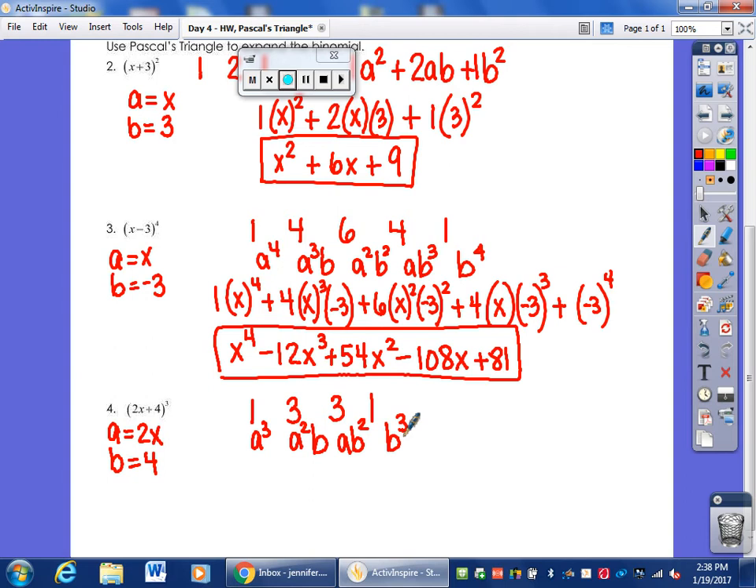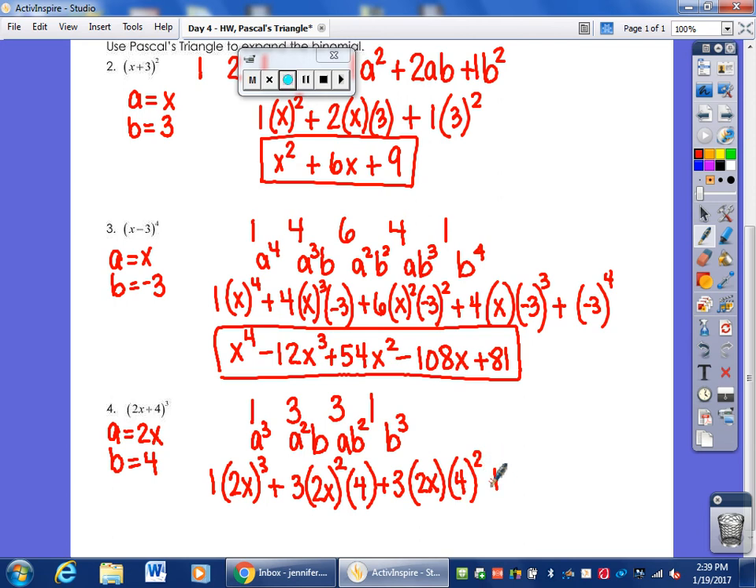Okay, so if we put our pieces in the puzzle, we're going to have 2x, that's A to the third power, plus, and there should be a 1 here, I'm not writing it, 3 times 2x to the second power times 4 plus 3 times 2x times 4 squared plus 1, which I'm not going to write, 4 to the third power.